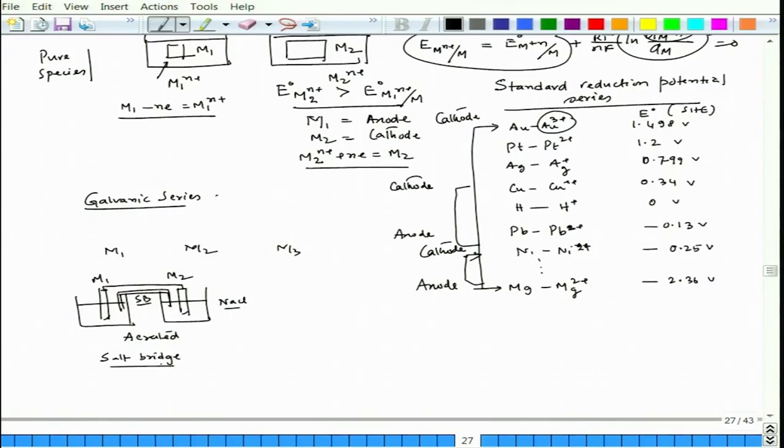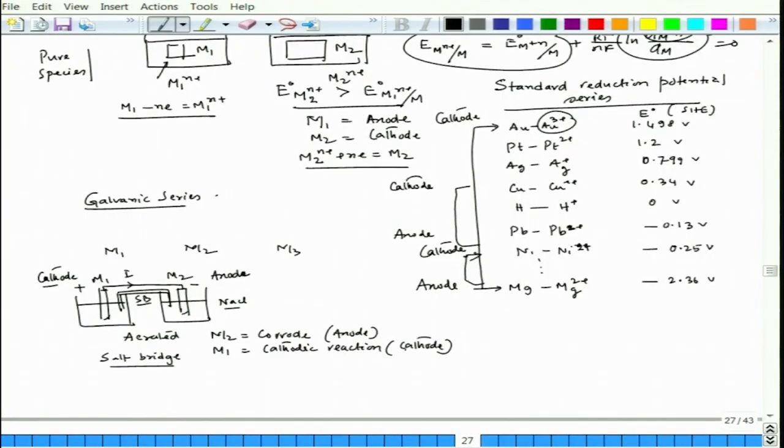Now we have to just check which way current moves. If current moves from this end to this end, and we know that in galvanic connections, current always moves from positive end to negative end. So this will be cathode and this would be anode. So this is anode and this would be cathode, since this is a galvanic situation and here the corrosion is taking place. So in that case M2 would corrode, and M1 would be the surface for cathode or cathodic reaction.